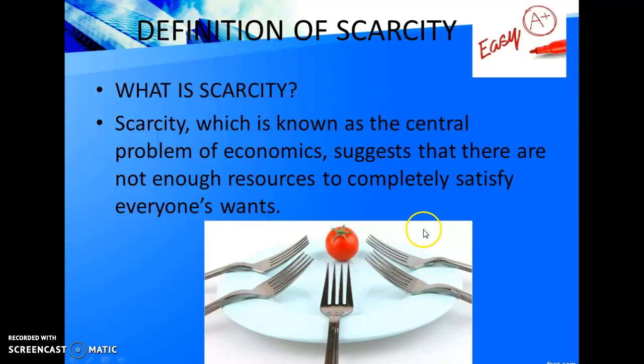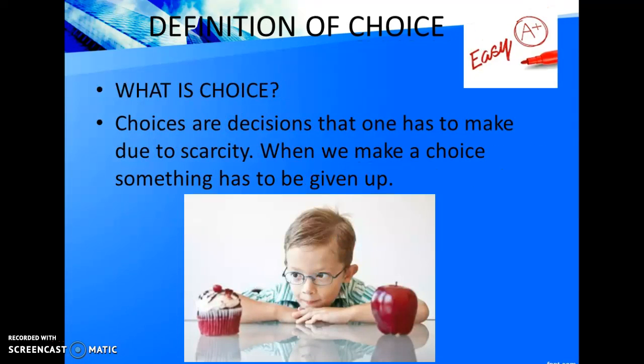It's the same thing with scarcity. We have a limited amount of resources such as land, capital, and entrepreneurship, and how can all of us in the world really and truly satisfy our wants from these limited resources? And that is where scarcity comes in.